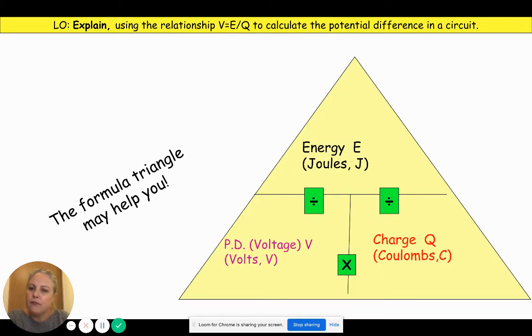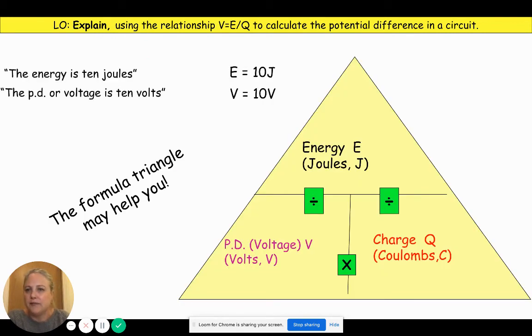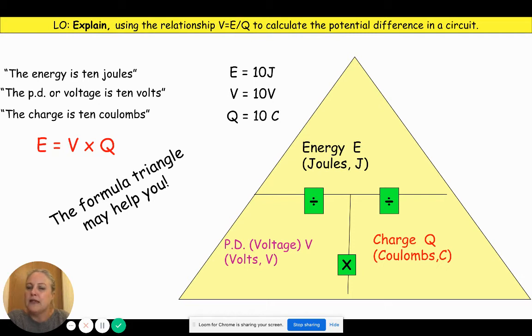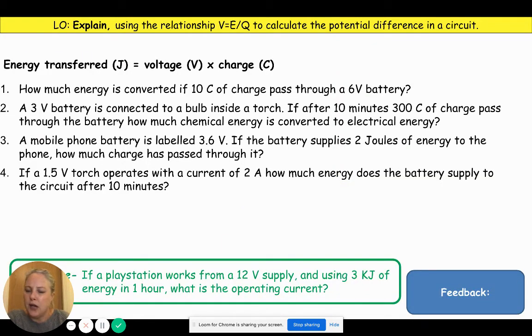So these are the options rearranged. You might be familiar with formula triangles. So if the energy is 10 joules, the potential difference is 10 volts, the charge is 10 coulombs. Volts, joules, coulombs. So here you go, four questions for you to have a little go at. They're on the worksheet. Pause the video and then we'll go through them together in a minute. So pause, have a go.